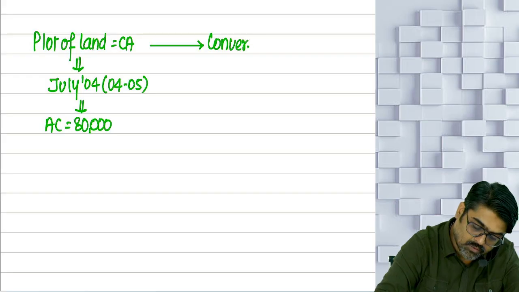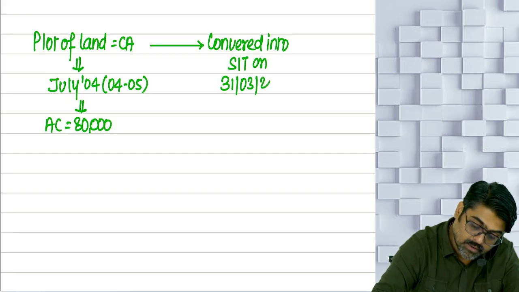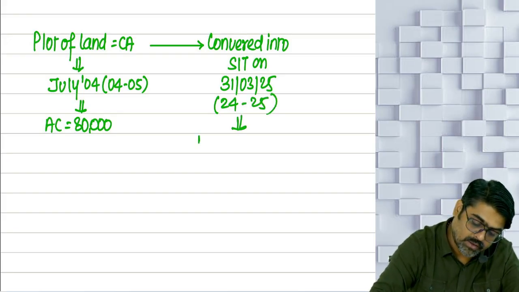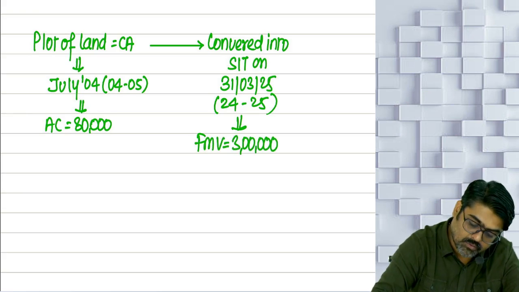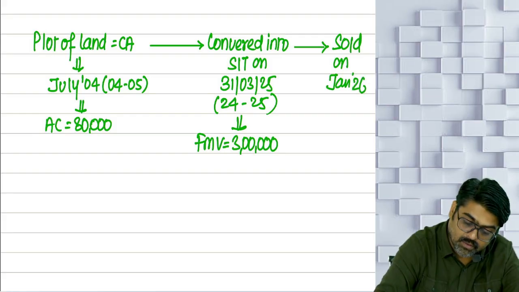So converted on what date? Converted into stock in trade on 31st March 2025, meaning previous year 24-25 it was converted, and as on the date of conversion the fair market value was 3 lakhs. Now after converting it into stock in trade, it was sold. The stock in trade is sold in January 26 and it was sold for a selling price of 3 lakh 25,000.